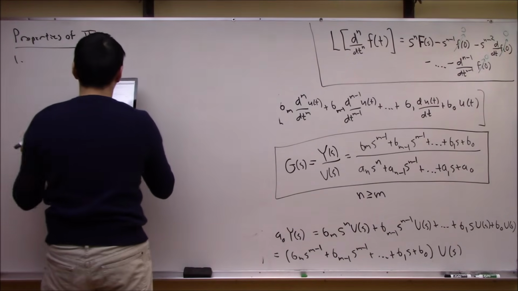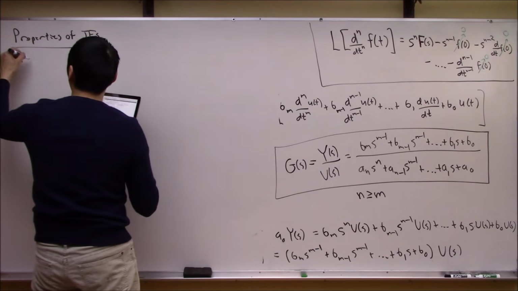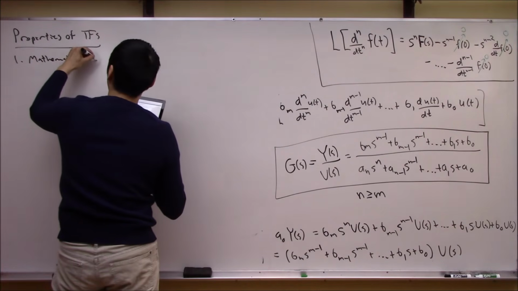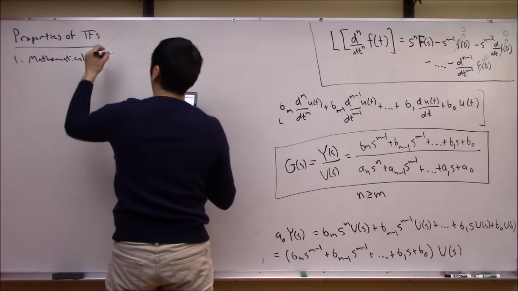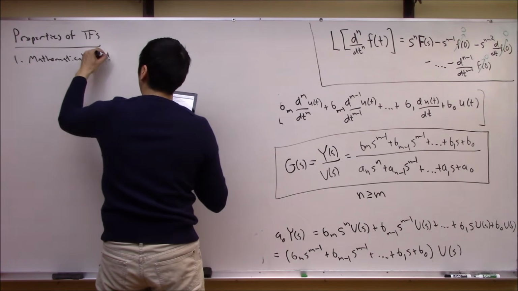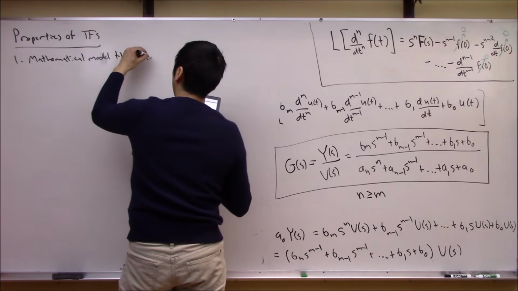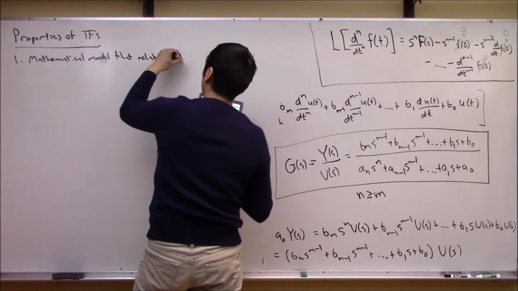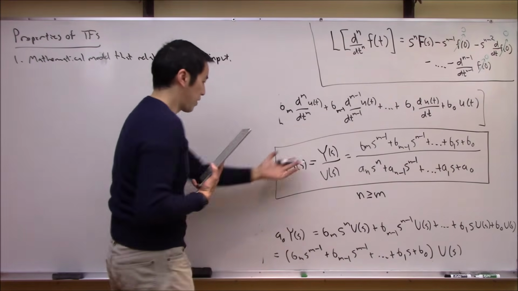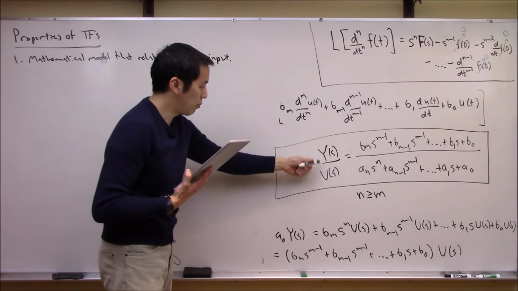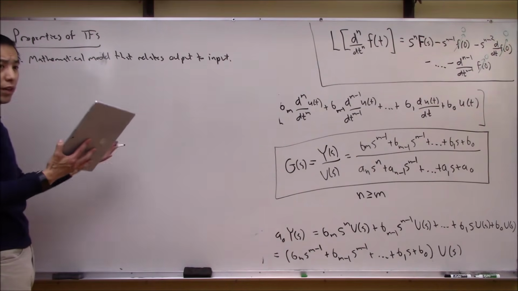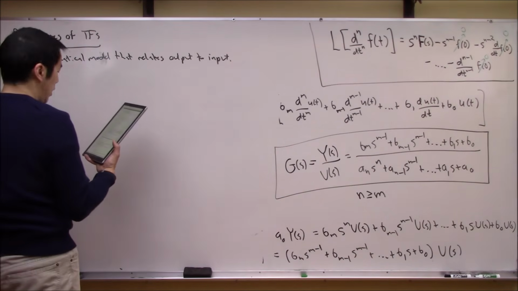So, properties of transfer functions. One, it's basically a mathematical model that relates output to input. That's exactly what this is doing. It says, here's the output, here's the input, and that's our mathematical model. It's this ratio of polynomials here.